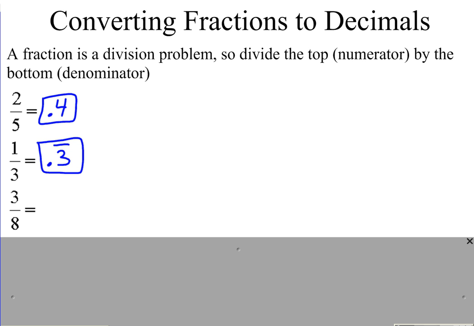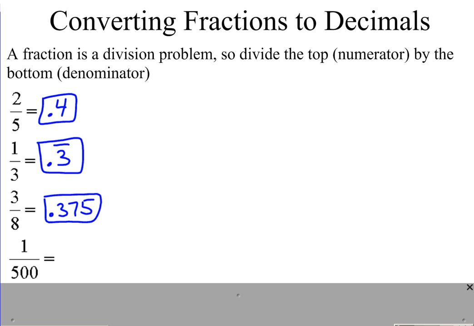3/8, 3 divided by 8, 0.375. 1 divided by 500, 0.002.